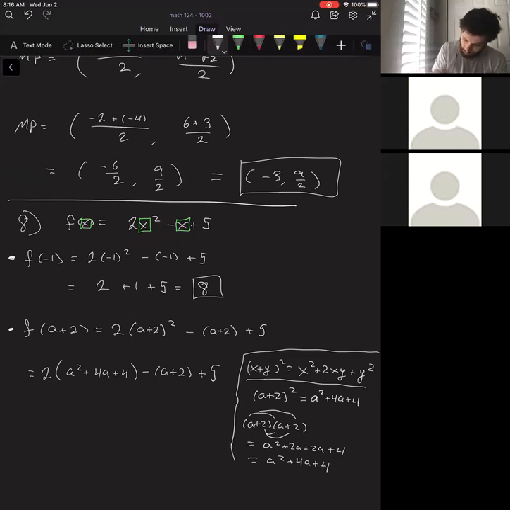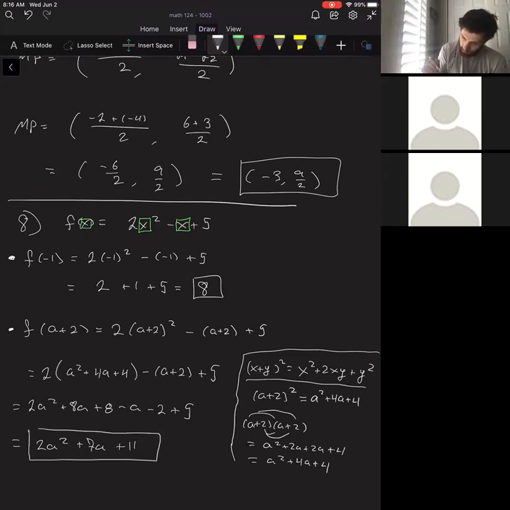Anyway, now let's distribute the signs in front of the parentheses. So we have 2a squared plus 8a plus 8 minus a minus 2 plus 5. If we combine the like terms, we get 2a squared plus 7a, and then 6 plus 5, so plus 11. Is that the right answer? Yeah, no mistakes there. This is the right answer.